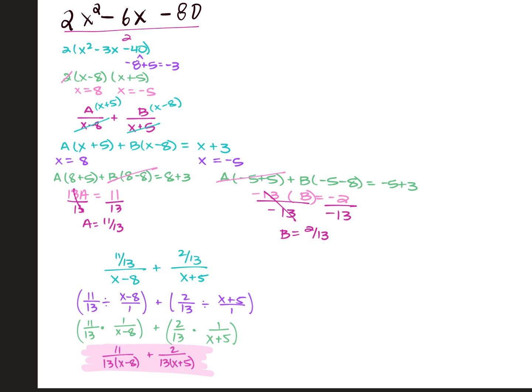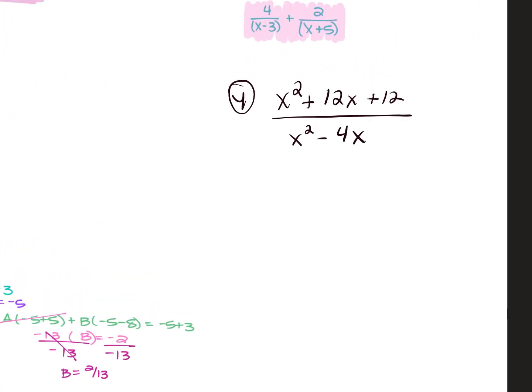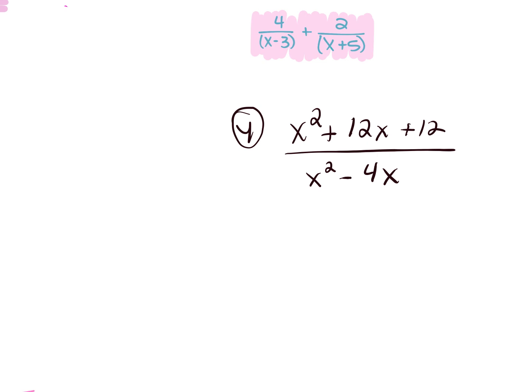For your last one, you have x squared plus 12x plus 12 all over x squared minus 4x. You'll realize with the top here, you have no factors of 12 that add up to be 12, which is why it looks the way it does. It cannot be factored in that numerator. So if you factor your denominator, you can factor out a greatest common factor, which is x, and that turns into x times x minus 4.